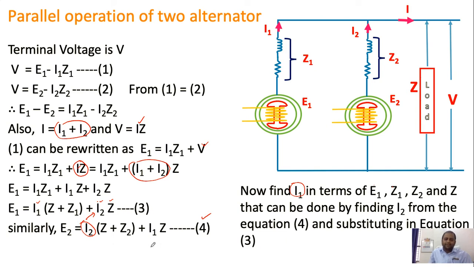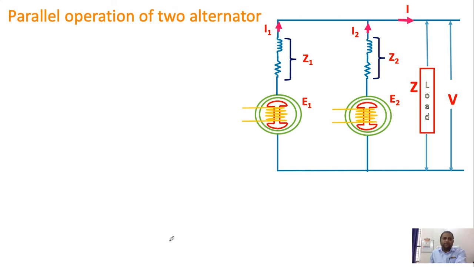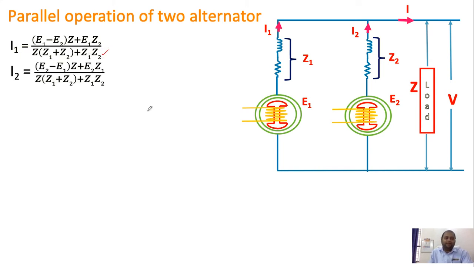This is a bit tedious process which you can do on your own because it's simple addition, multiplication, subtraction and transferring of the equations. Now when you do that, these are the final values which you get, which is I1 equal to E1 minus E2 multiplied by Z, E1 Z2, over Z into Z1 plus Z2, plus Z1 into Z2. Similarly, you can find the terms of I2. Same thing you can do and find I2 as well. And you know I1 plus I2 is nothing but I. So you can add these two terms, and you get the I value.